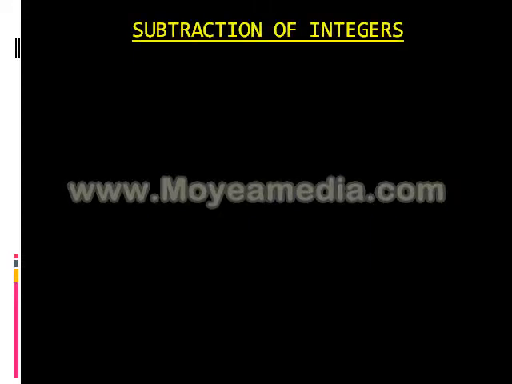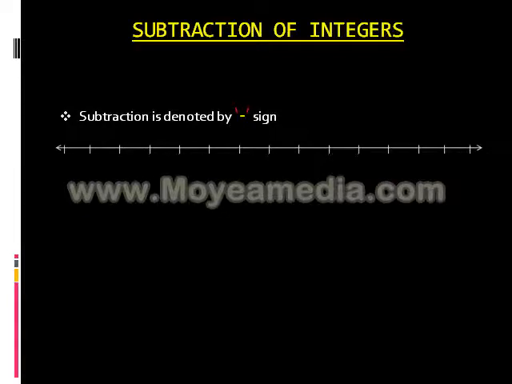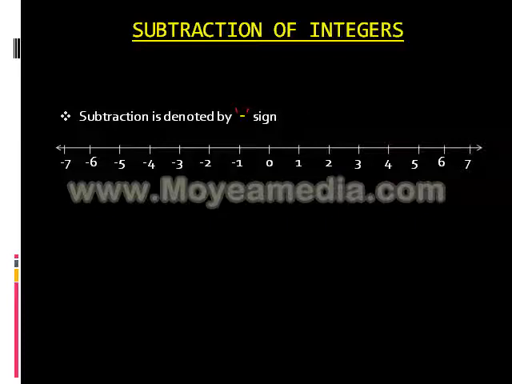We will study in this period subtraction of integers. You know, subtraction is denoted by a negative sign, a dash kind. For this, you consider a number line taking 0 in the middle, and on the right side you take the positive integers 1, 2, 3 and so on, and on the left side you take negative integers negative 1, negative 2, negative 3 and so on.